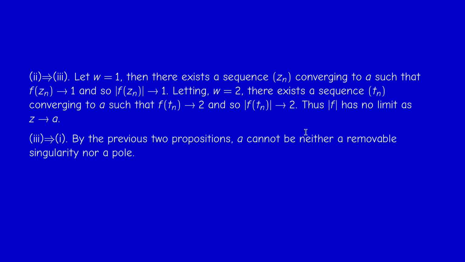Now 3 implies 2 is just a consequence of the previous two propositions, because if the modulus of f has no limit, then a cannot be a removable singularity, because if a was a removable singularity, f should have a finite limit, and it could not be a pole because it doesn't tend to infinity. Okay, and that's it. So this concludes the proof of the last result, and concludes this video about section 3.1.